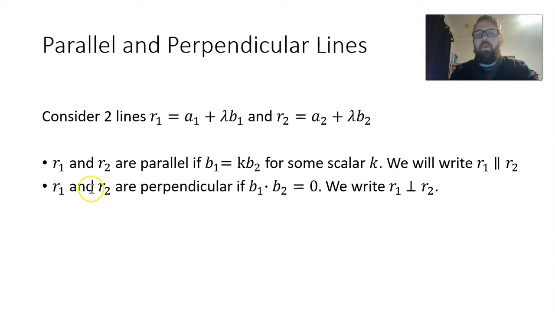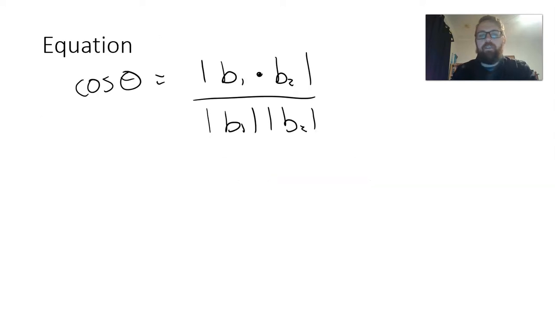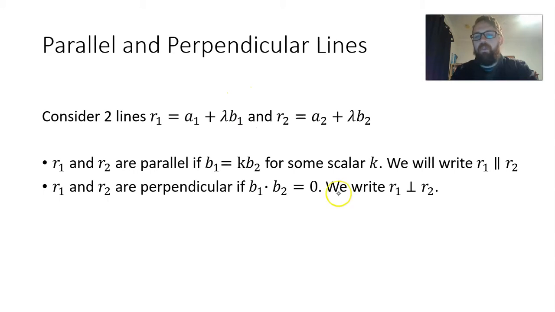The other one is perpendicular. R1 and R2 are perpendicular if the dot product of B1 and B2 equals 0. The reason for that is the dot product's on the top line there. If the dot product is 0, we write R1 is perpendicular to R2. Okay, so those are just 2 unique cases.